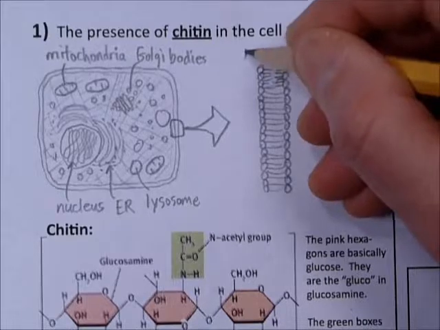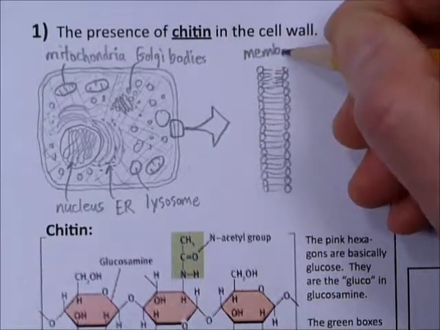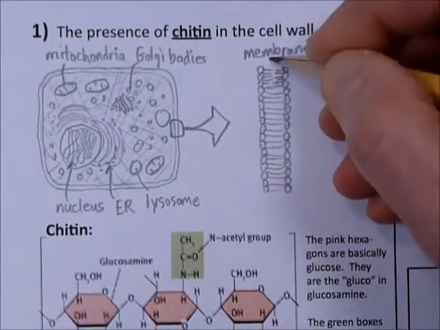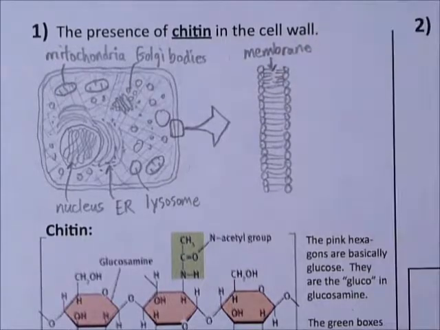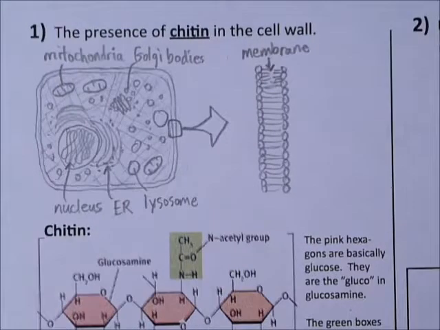Let's label it membrane. And all cells are surrounded by a membrane. Even if they have a cell wall on top of that, they still have a membrane. That really confused me when I was just learning about cells. I was like, does it have a membrane or does it have a cell wall? Well, if it has a cell wall, it also has a membrane. It has to.